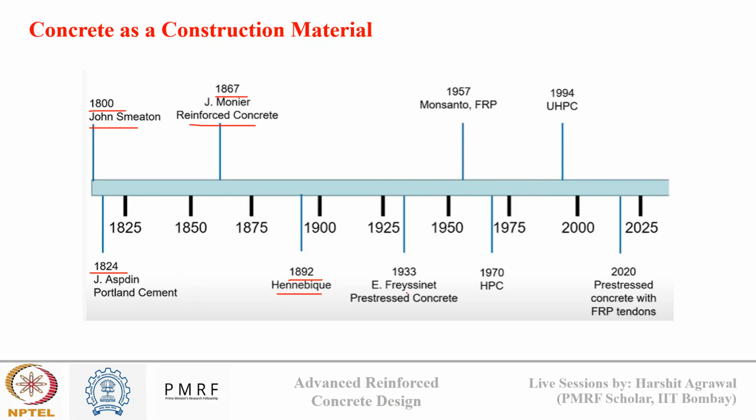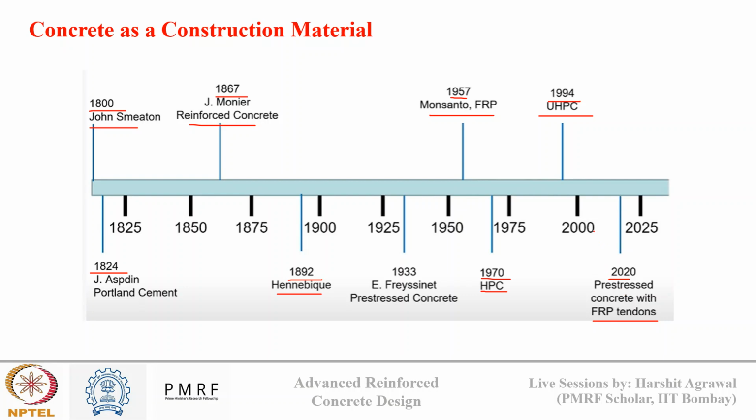In 1933, Freyssinet, a scientist, developed pre-stressed concrete to resist tensile forces, and then innovation continued further with FRP, fiber reinforced polymer, coming into the picture in 1957. Then high performance concrete was introduced in 1970. Ultra high performance concrete came in 1994, and the most recent advancement is the pre-stressed concrete combined with FRP tendons that started in 2020.